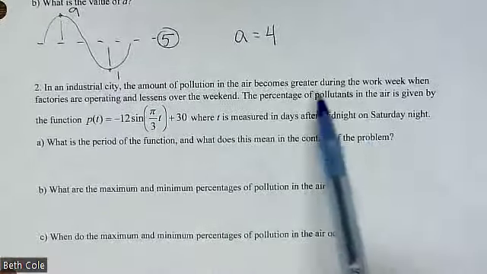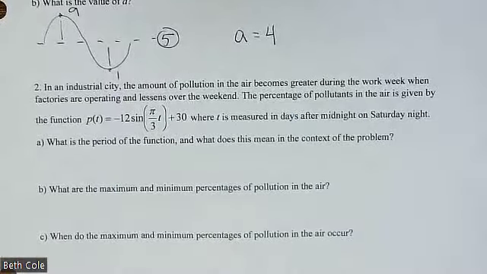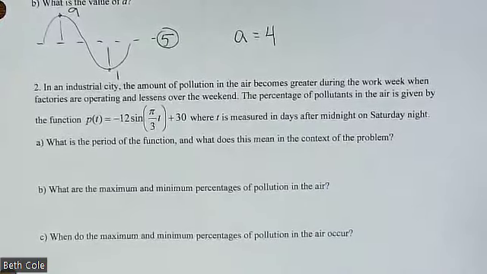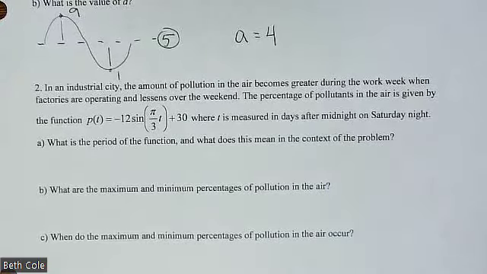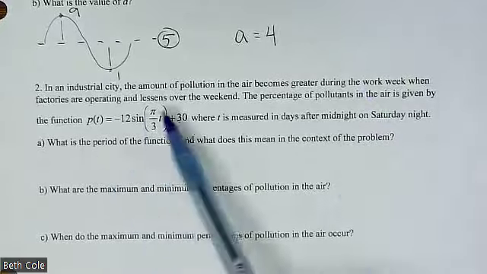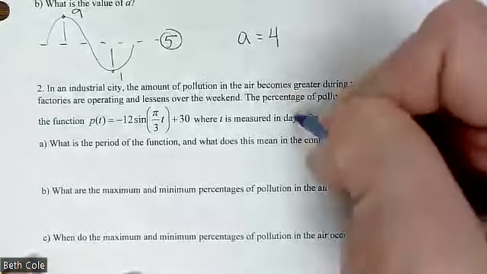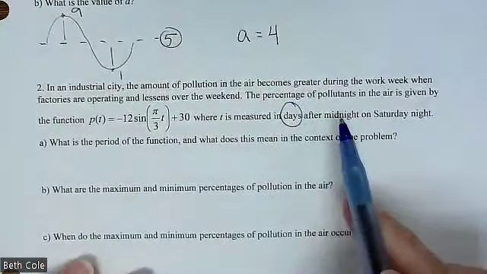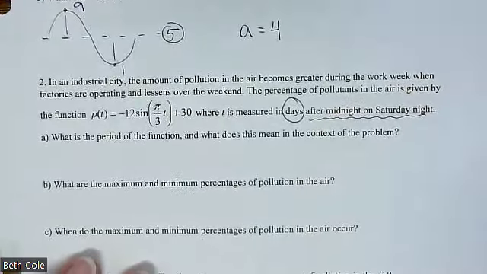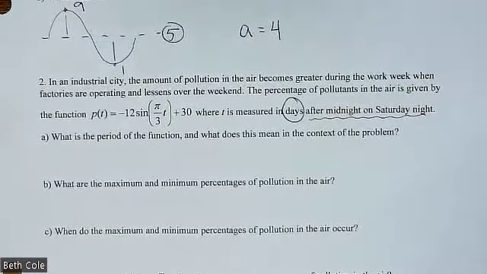In a city, the amount of pollution is greater during the work week when all the factories are operating and people are there and they're driving their cars and stuff. And then it goes down over the weekend when everyone goes home and things are closed. Does that make sense? Okay. The percentage of pollutants in the air is given by this awful function. Time is measured in days, and it's going to start at midnight Saturday night. So hold on to that because we're going to have to count the days. I usually just count on my fingers. Starts midnight Saturday night. What is the period of the function and what does it mean?